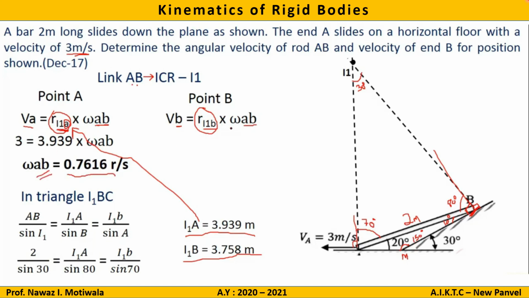I will put this omega AB here. Also I know the value of R I1B from this step. Substituting all the values, I will get the answer for VB as 2.862 meters per second, which completes the solution. Hope you got it.